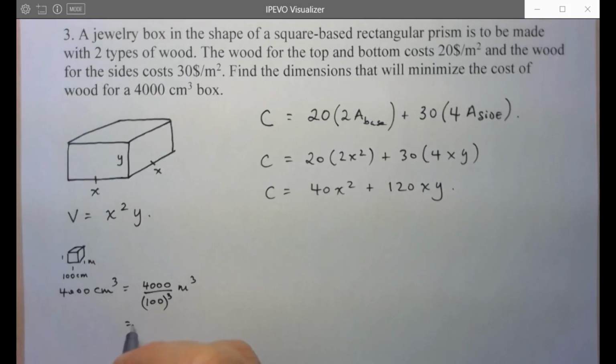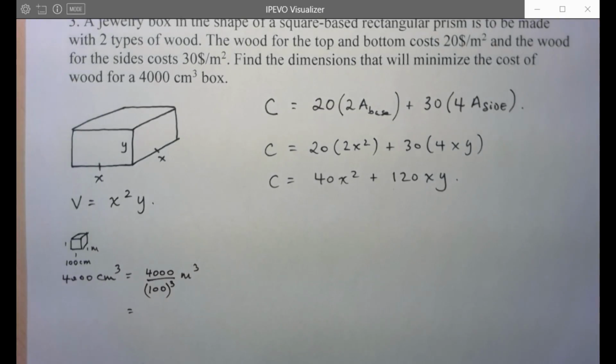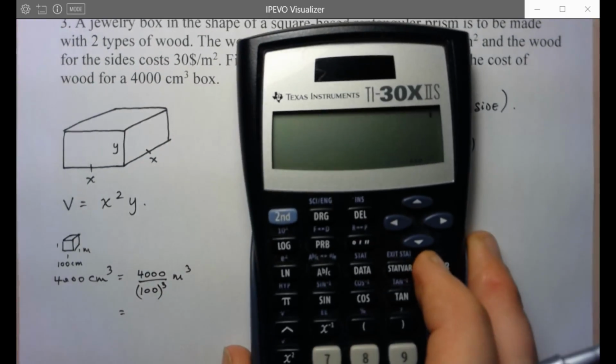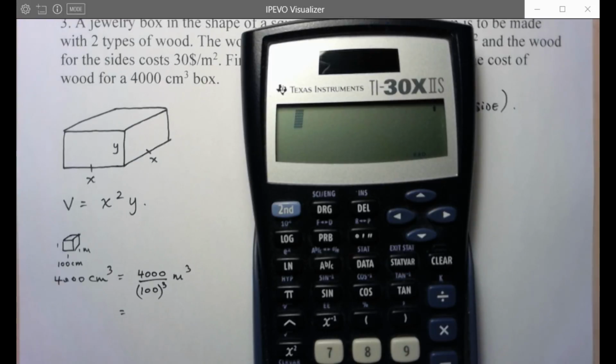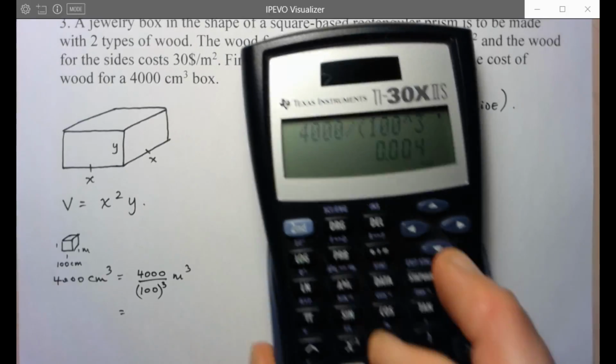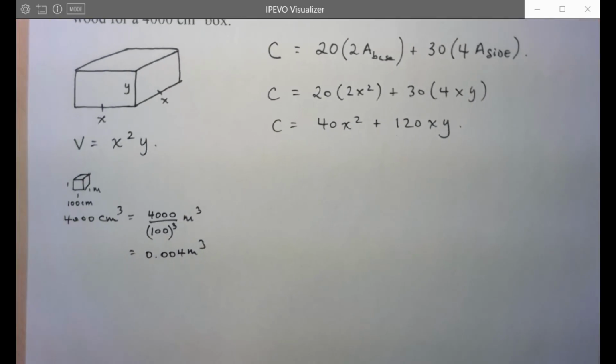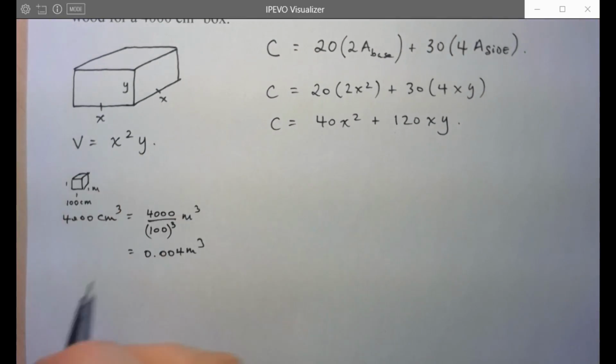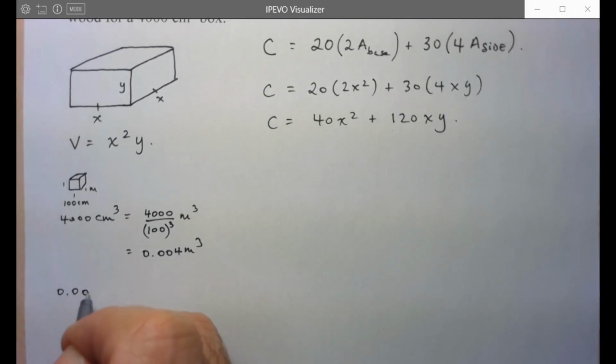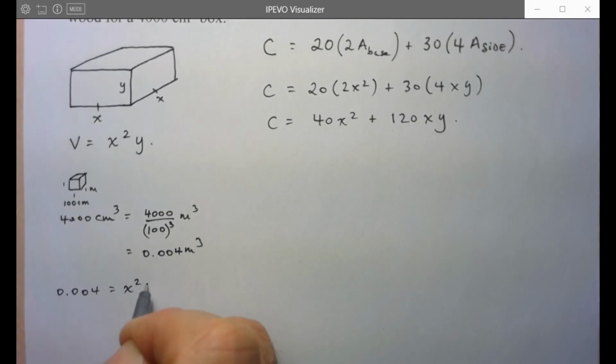I'm just going to use my calculator for this to make sure I don't make any silly mistakes. So 4,000 divided by 100 cubed, and that's 0.004. Probably could have done that in my head, but didn't want to make any silly mistakes. 0.004 meters cubed. But now what does that allow me to do? I now know that my volume, which is 0.004, is equal to x squared y.